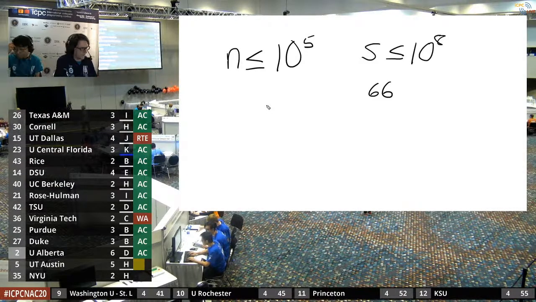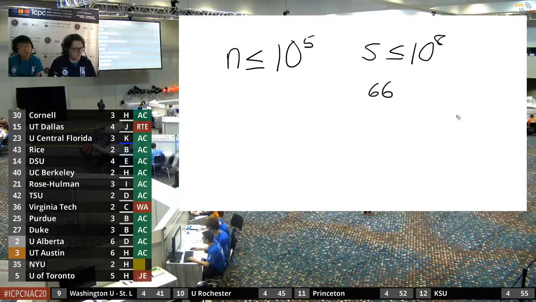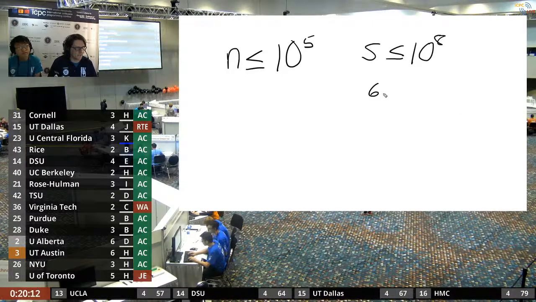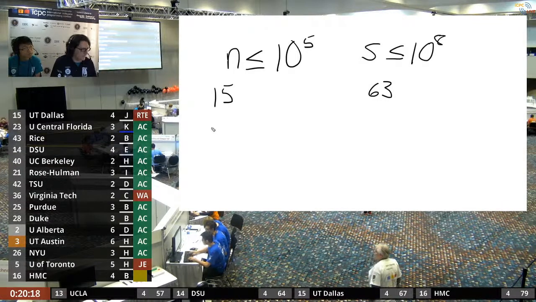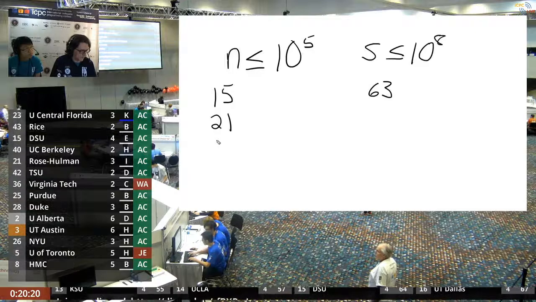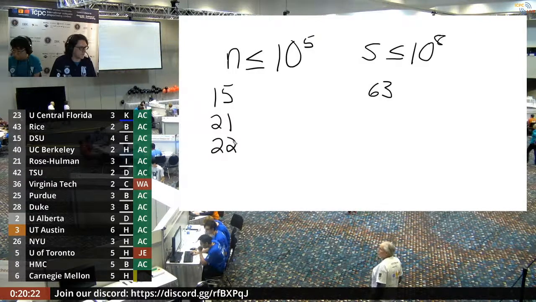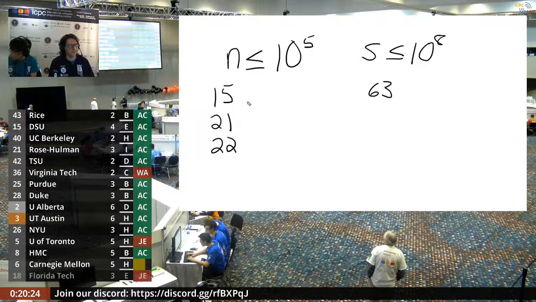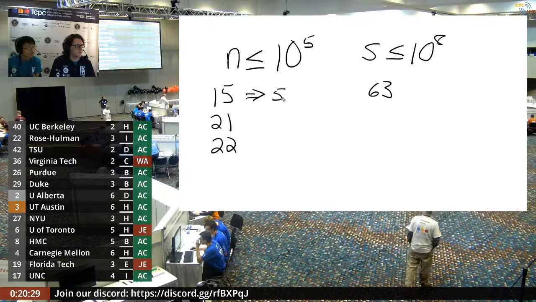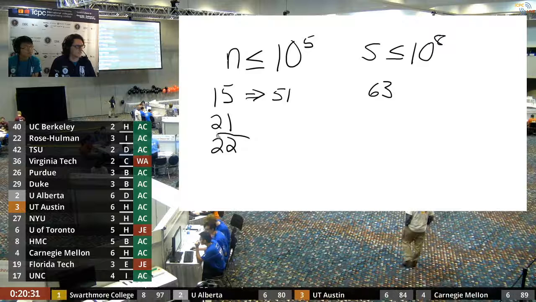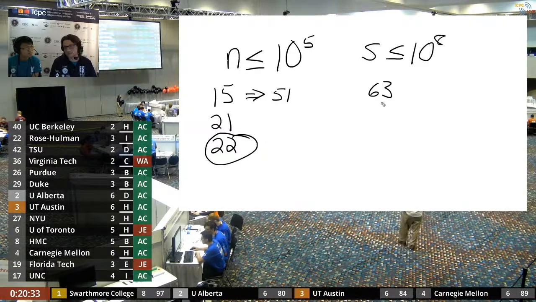And so we have 3 numbers, and we can reverse them. So we have 15, so that can be a 51. This can be a 21, and this can be a 22. So if we take 15, change it to 51, and then sum it with this 22, then we can get 63.